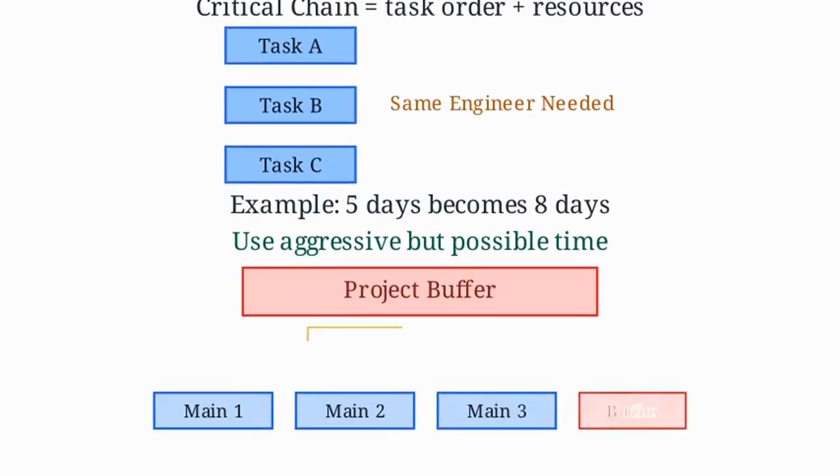There are two main buffers. The project buffer protects the final delivery date. Feeding buffers protect the critical chain from delays in non-critical tasks.